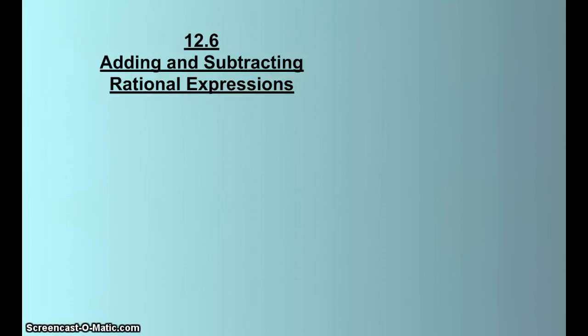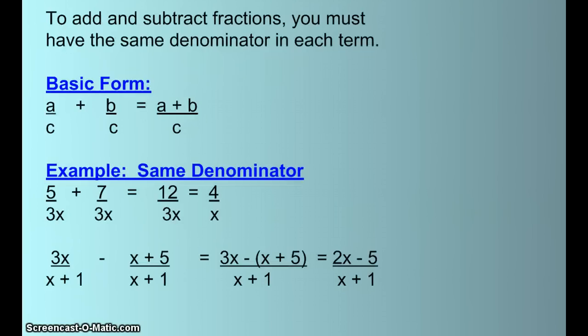This is section 12.6, adding and subtracting rational expressions. If you'll remember, to add and subtract fractions, you have to have the same denominator in each term. So, of course, the basic form here is a divided by c plus b divided by c. In this case, they're the same denominator, so you just add the numerators. So you end up with a plus b divided by c.